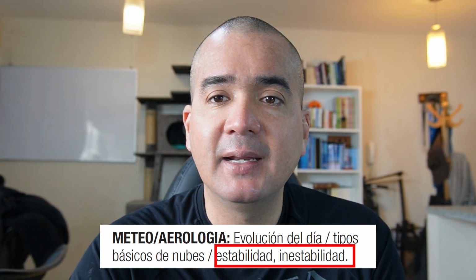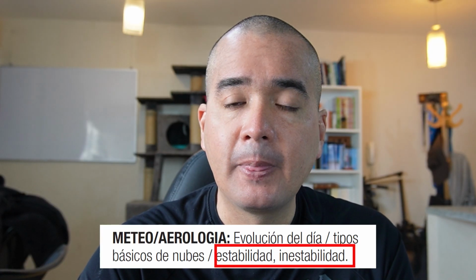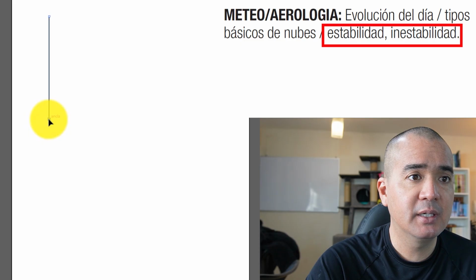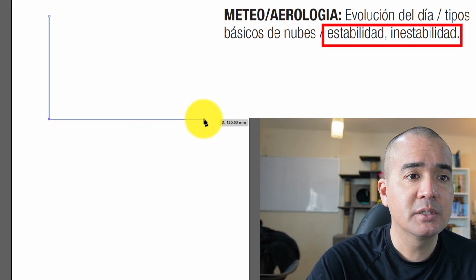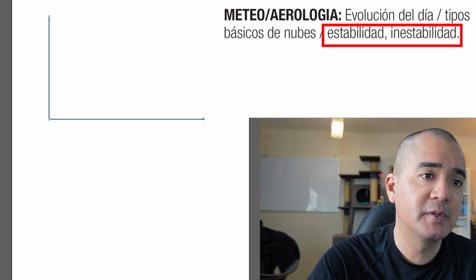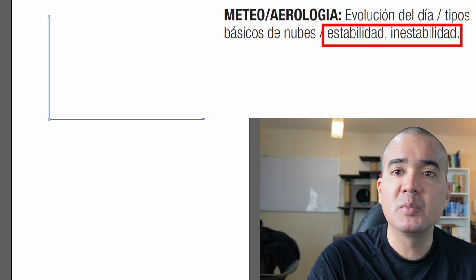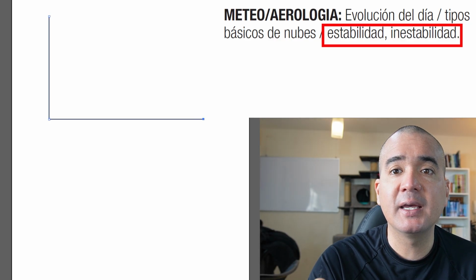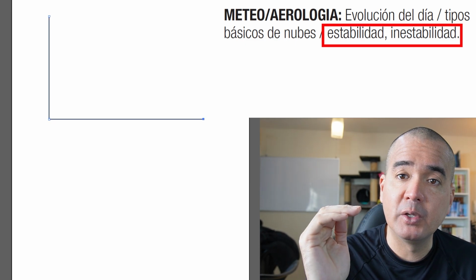Now let's talk about the stability and instability of the atmosphere. These terms can be confusing because they are somewhat contradictory. We have a vertical axis, which will be altitude or height, and a horizontal axis, which will be atmospheric temperature. When we talk about an unstable atmosphere, it is, let's say, the atmosphere that paragliders hope to have. It is the ideal atmosphere. And what does that mean? That as we go up in altitude, the environmental temperature decreases.